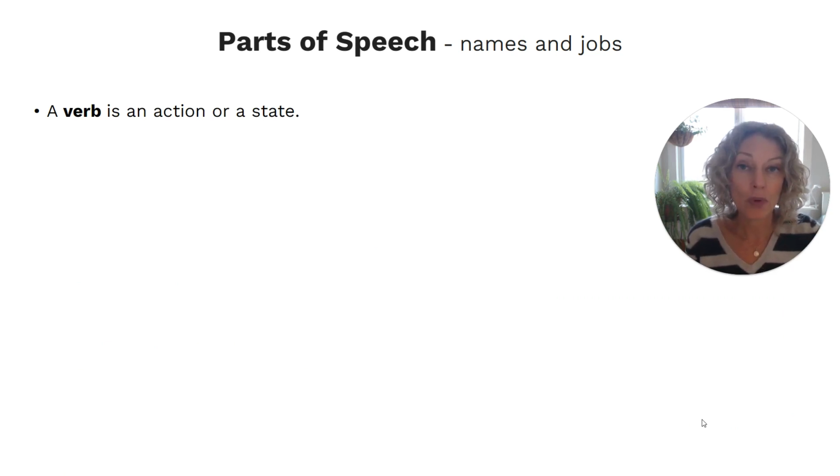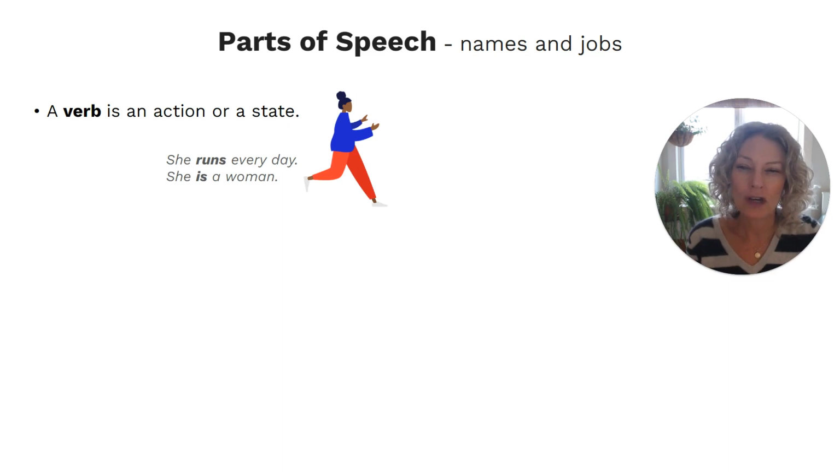So probably the most important part of speech is the verb, and a verb is an action or a state. If we look at this picture here, there's a woman running, and an example of a sentence would be, she runs every day. The word in that sentence that's the verb is runs, and we can see her doing it. So that's an example of an action. We could also say she is a woman, and in that sentence, the verb is the word is. We can't see her being a woman, it's a state. So that's an example of a verb that's a state.